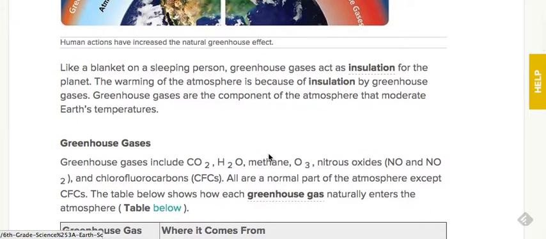Like a blanket on a sleeping person, greenhouse gases act as insulation for the planet. The warming of the atmosphere is because of insulation by greenhouse gases. Greenhouse gases are the component of the atmosphere that moderate or regulate the Earth's temperatures.